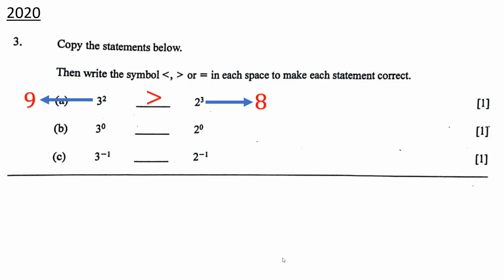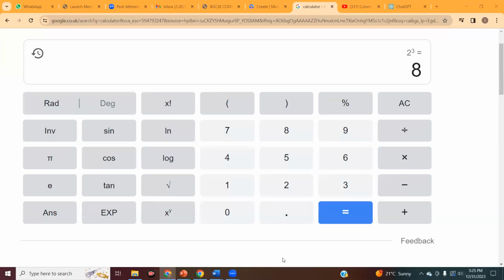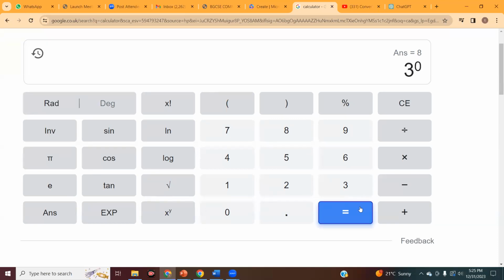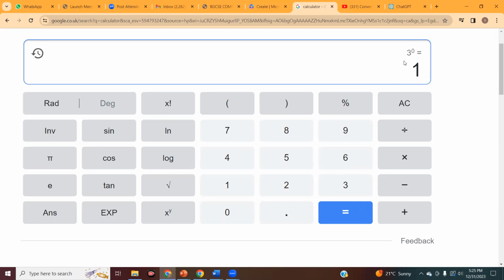Now, the question is, is 3 to the power of 0 greater than 2 to the power of 0, or is 2 to the power of 0 greater than 3 to the power of 0, or are they equal? Well, let's consider our calculator to see the exact value of these numbers. 3 to the power of 0 is definitely 1. What is 2 to the power of 0? 2 to the power of 0 is also going to be 1. So these two quantities are equal.